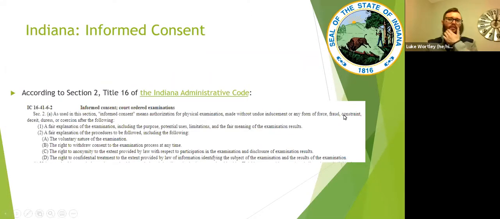So I'm going to start with Indiana. Most of that language can be found in Section 2, Title 16 of the Indiana Administrative Code, much of which actually has to do with HIV/AIDS screening. But the actual language around informed consent, as I've screenshotted right here, can be found there.